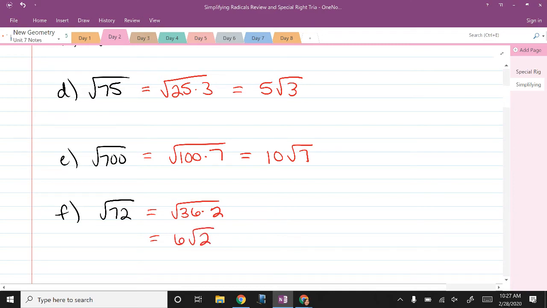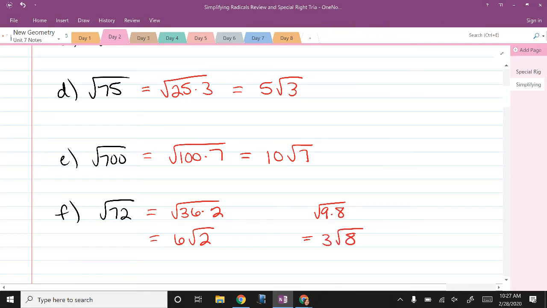Now let's just say that I didn't pick the largest perfect square that goes into 72. What if I just said, well, 72 is 9 times 8? That's true, isn't it? Right? So what if I did 9 times 8 instead of 36 times 2? Well, what's the square root of 9? 3. So that would be 3 radical 8.